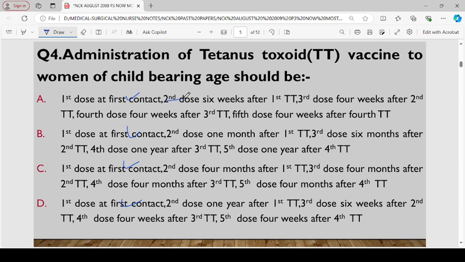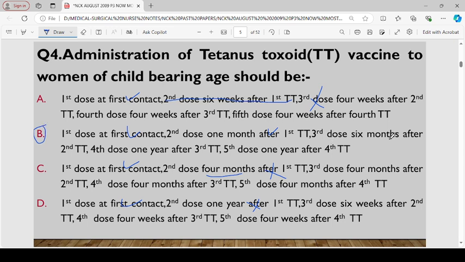So this one talks about second dose 6 weeks. Nope, this is not correct. So we can do away with this option now. Second dose 1 month after the first dose. Yeah, correct. Second dose 4 months? No. Maybe they could have talked of weeks, not months, right? Here it should be 1 month. So again, this option is wrong. This one, second dose after 1 year. Wrong, right? So just by looking at the second dose, we are able to agree on the right answer. The right answer is B, right?